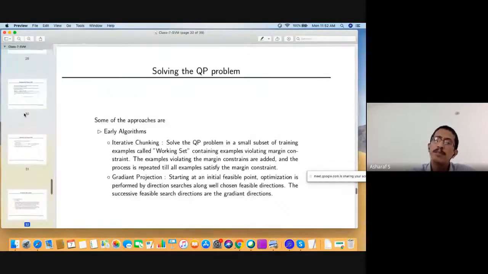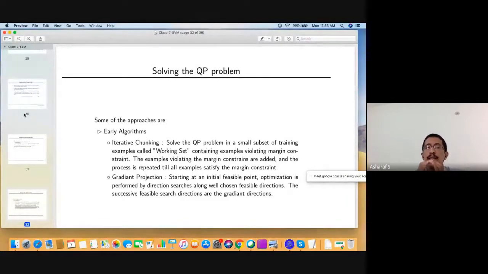The SVM problem has been solved in many ways, and these are some of the ways in which you can look at it. People have directly tried to solve the primal problem at times. People have tried to solve it with matrix operations. People have tried to solve it with chunking, iterative chunking: solve the QP problem on a small subset, rather than taking your original, the whole training data.